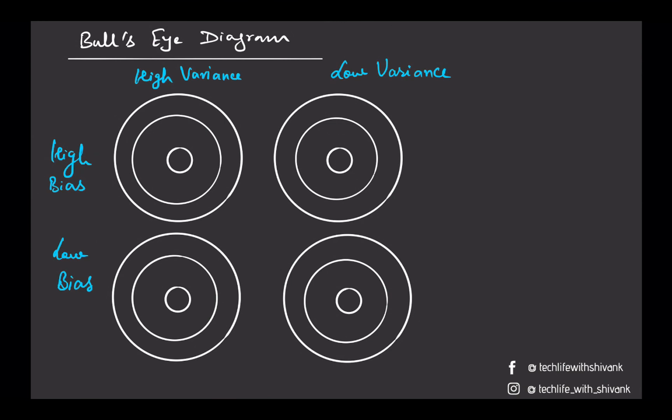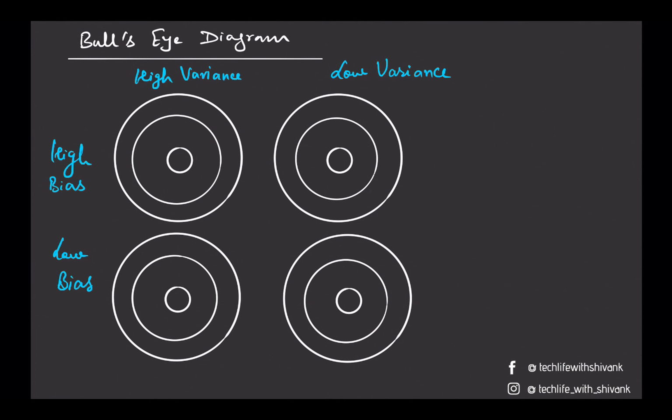The bias variance trade-off can also be understood in terms of a bullseye diagram. Let's say the smaller circle here represents that the model has low bias, that is, it is very close to the target. The model is very close to the target that we want, and the closer the target, the lower the bias.